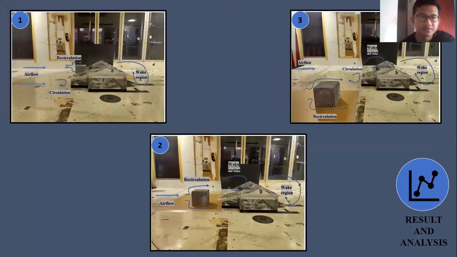Okay, this is the wind flow visualization that has been done. This is the wake region due to the roof of the house. This is the wake region due to the upstream of the neighboring building, and this is the wake region. The wind will recirculate after hitting the neighboring building.